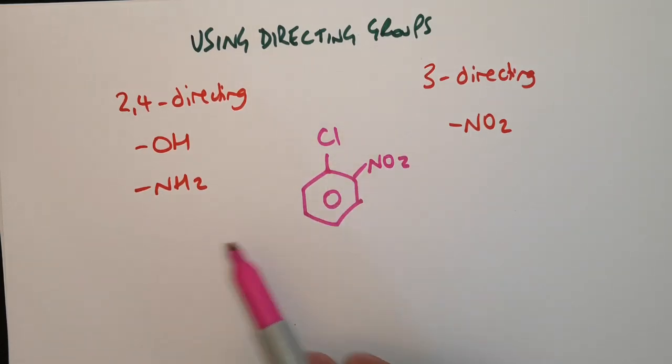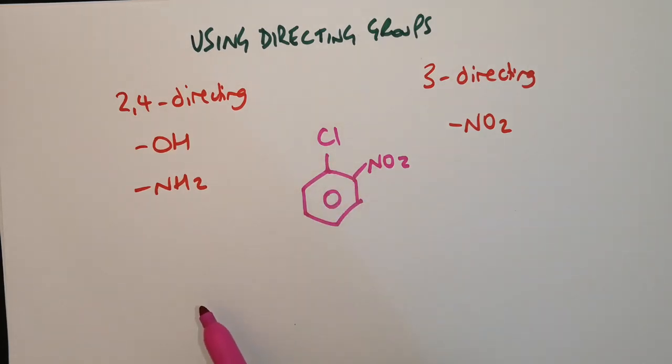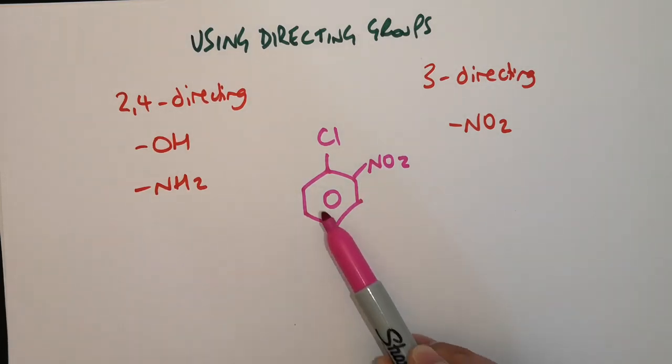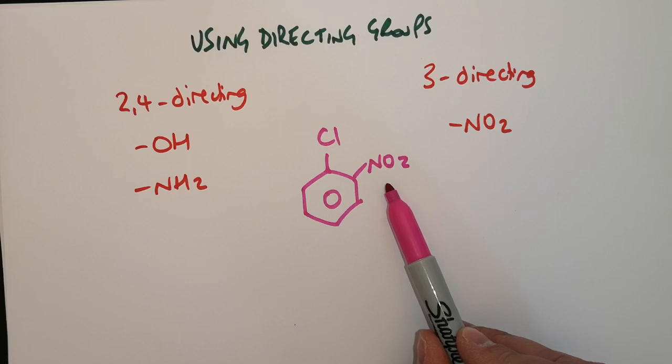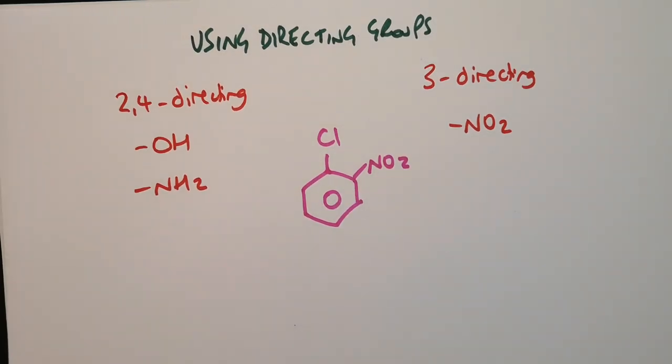Although chlorine is a group that we don't need to know which director it is, it is actually 2,4 directing. An exam question would tell you that. So if the chlorine was added first, the next thing to be added, the nitro, would go on to the 2 or the 4 position. So that's there, there, or there. And you can see that the nitro group is in the 2 position. So that backs up the idea that the chlorine was added first.